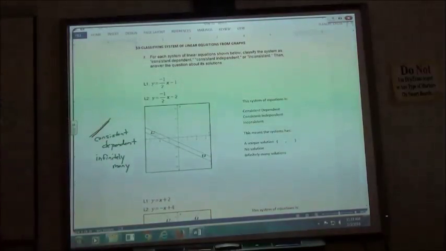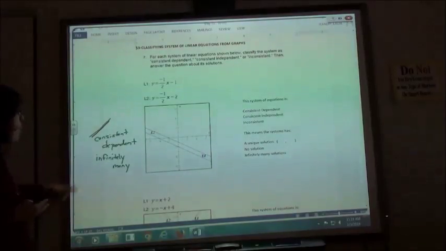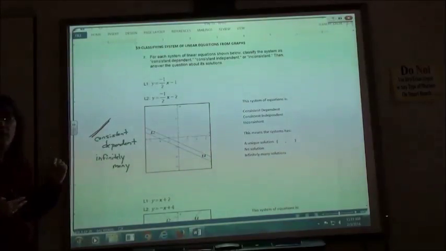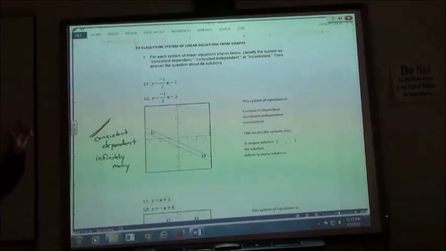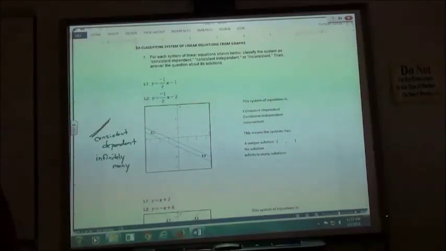So those were the three ways that you could have your lines. Either they intersect in a point, they're consistent, independent; they're parallel, they're inconsistent; or they're really the exact same line, one on top of the other, consistent, dependent. On each of these, you're going to have one of each of those, and you're just going to pick them out.